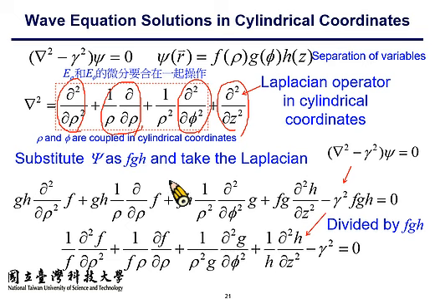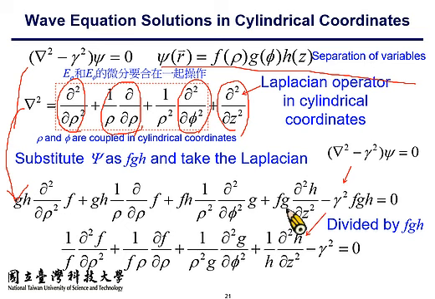As a result, again, we still attempt to use the separation of variables technique, that is, representing the total solution with products of solutions in individual directions. So we try to replace phi with f of rho, g of phi, and h of z. However, in the cylindrical coordinate system, they are coupled. So we replace phi with f times g times h, and we try to apply the Laplacian operator into the wave equation. So we have this result.